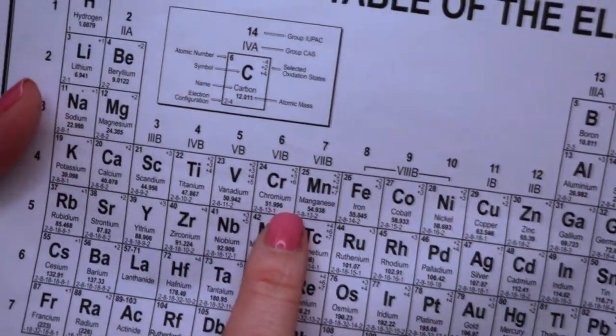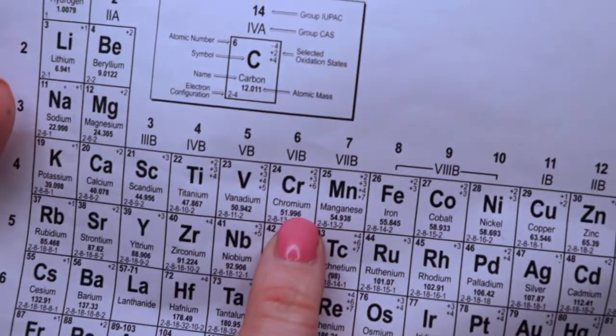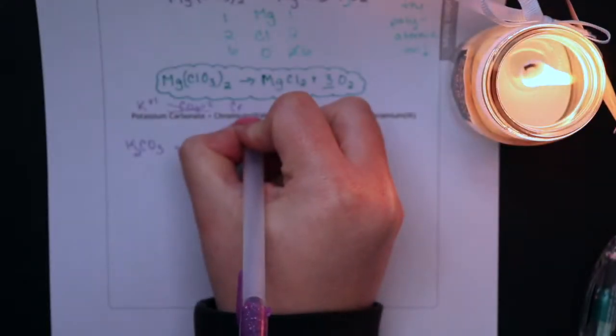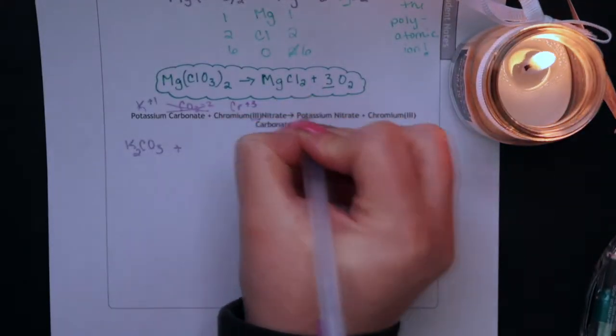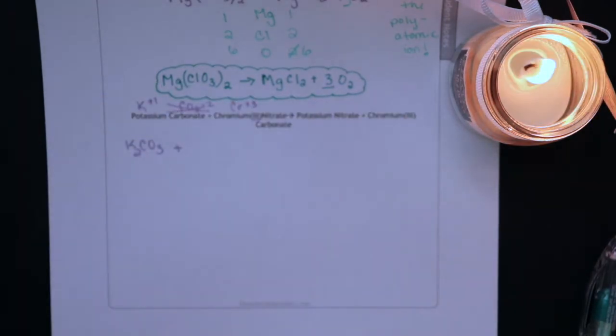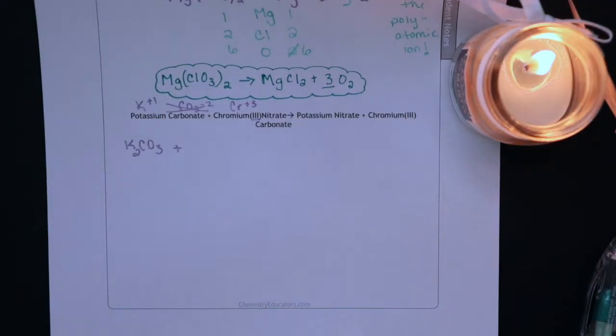The next section is chromium 3 nitrate. Chromium is a metal, so we're going to use the ionic compound naming rules. So chromium has a +3 charge. I know chromium has a +3 charge because that's what the Roman numeral is indicating.